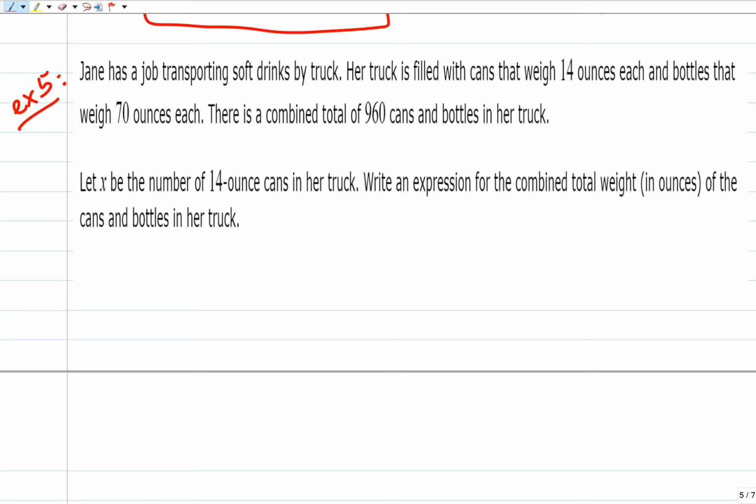I will tell you right now, this is a great question, but this is prepping you for stuff we'll be doing in upcoming chapters. Okay, we can do stuff with these, but for now, I'm just wondering, can we set up an expression for the total weight of the cans and bottles in her truck? Does that make sense? Okay, and I wish they were more specific, but they should put it in terms of a single variable.